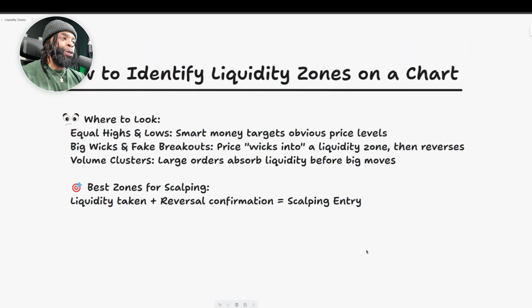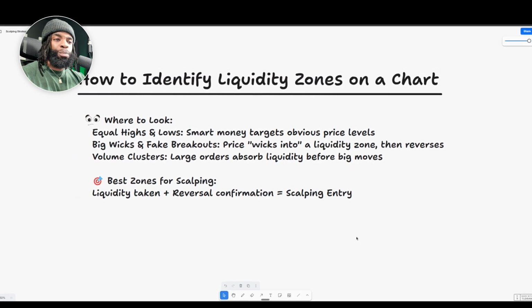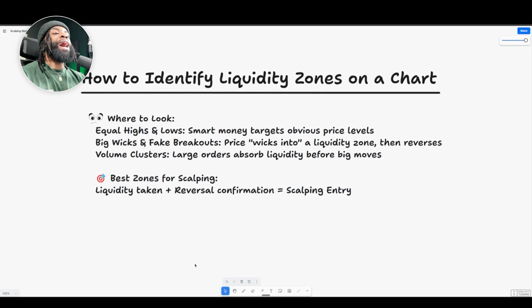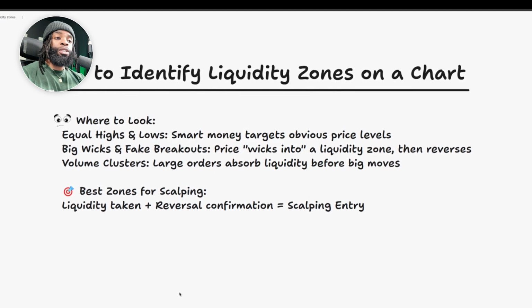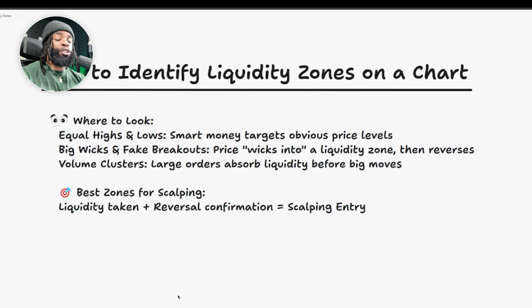How to identify liquidity zones on a chart. Very simple. Where to look: equal highs and equal lows, smart money targets, obvious price levels. It is the exact same concept that I just mentioned above. Another thing you also want to look for is big wicks and fake breakouts. Price wicks into a liquidity zone and instantly reverses. Volume clusters. This is something you guys have to pay attention to when it comes to the candle. Large orders absorb liquidity before a big move. Listen to that. Large orders absorb liquidity before big moves happen.